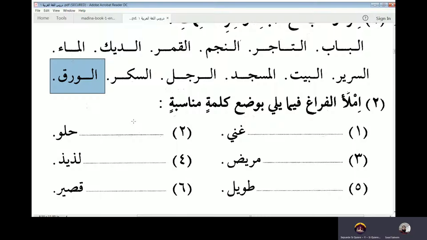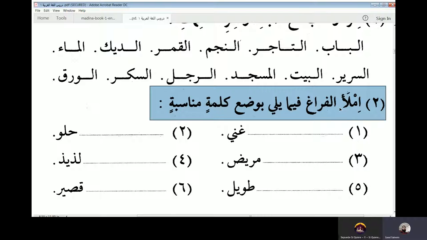Waraku. There are many oraks in the book. There are many what in the book? Orak. Pages. Waraka means page. Al waraku, the page. Oh, okay.